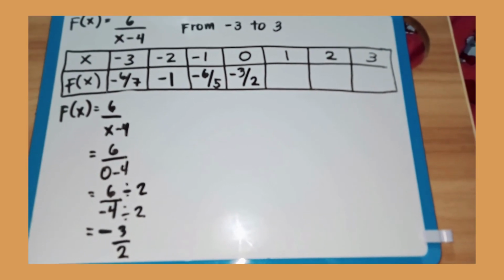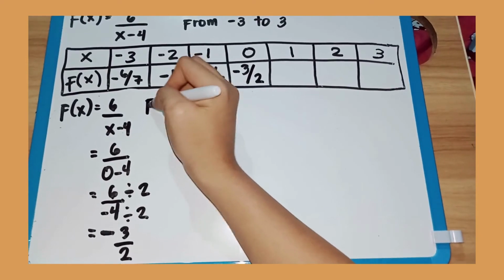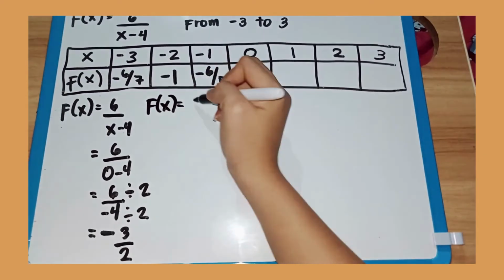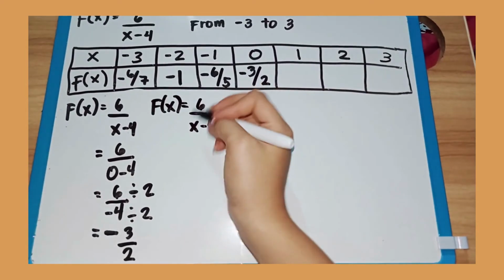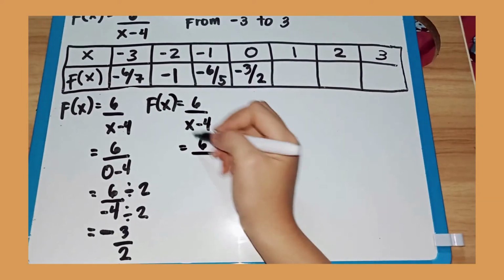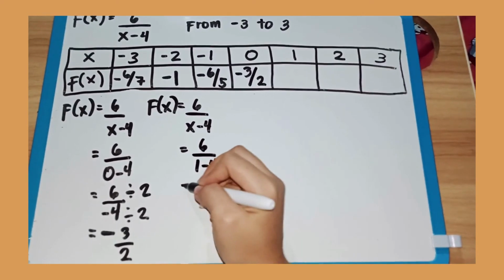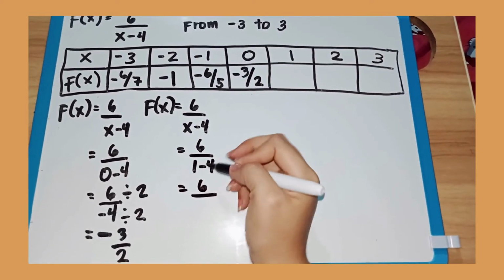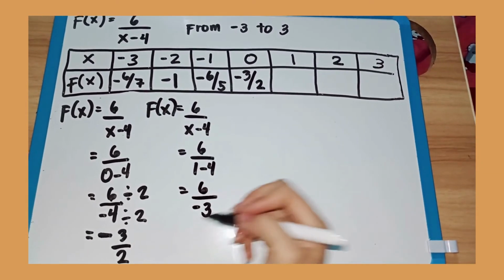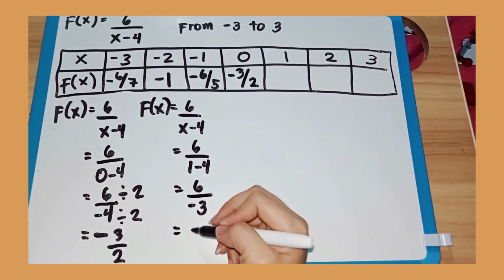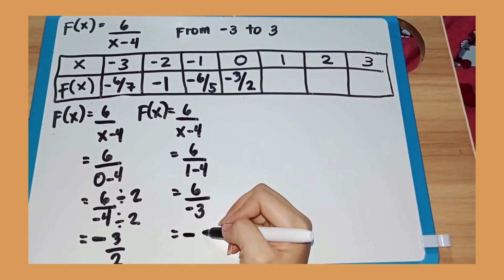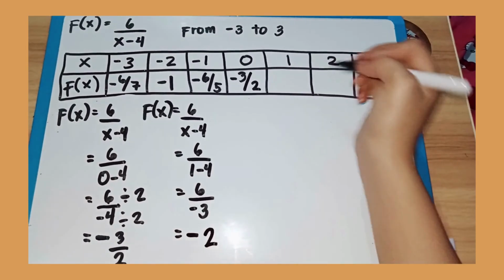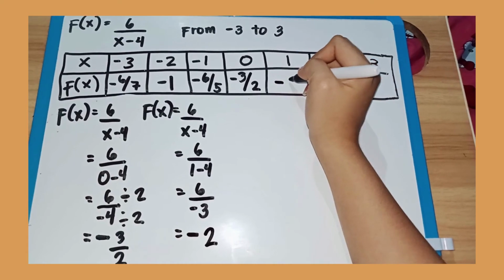Next naman natin, x equals 1. Copy the function. F of x is equal to 6 over x minus 4. So, yung x, papalitan ng 1. Copy 6. 1 minus 4, that is negative 3. So, dahil magkaiba sila ng sign, negative, 6 divided by 3, that is 2. So, this will be the value of f of x.